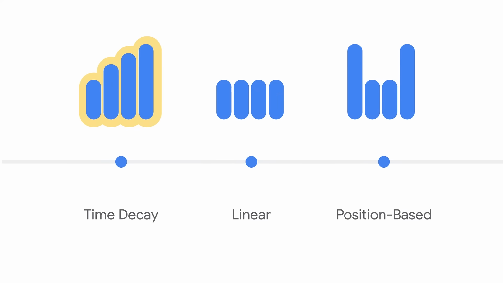Time decay gives more credit to clicks that occur closer to the time of conversion. Linear distributes conversion credit equally across all clicks on the conversion path. Position-based gives 40% of credit to both the first and last clicked ads and corresponding keyword. The remaining 20% is spread out across the other clicks on the path.